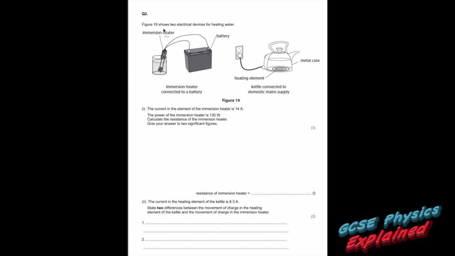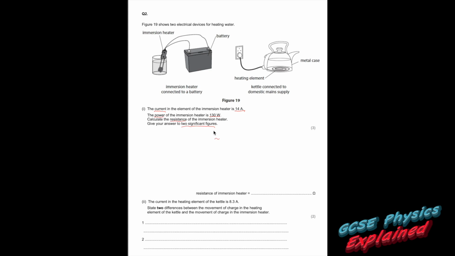Question 2. Figure 19 shows two electrical devices for heating water. Right, you've got an immersion heater that's being run off a battery, and you've got a heating element of a kettle run from the mains. The current in the element of the immersion heater is 14 amps. The power of the immersion heater is 130 watts. Calculate the resistance of the immersion heater. Give your answer to two significant figures.